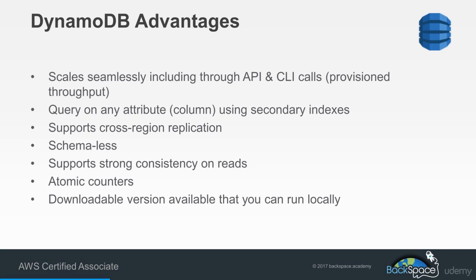The advantages of DynamoDB is that it scales seamlessly, and it does that simply through API and CLI calls, so you can change the provision throughput of your database as simply as just doing a call. So there's not much involved in that, and it's a very, very quick process. So it does scale far quicker than you would see in a normal relational database. You can query on any attribute or column using secondary indexes. It supports cross-region replication and does that quite easily.